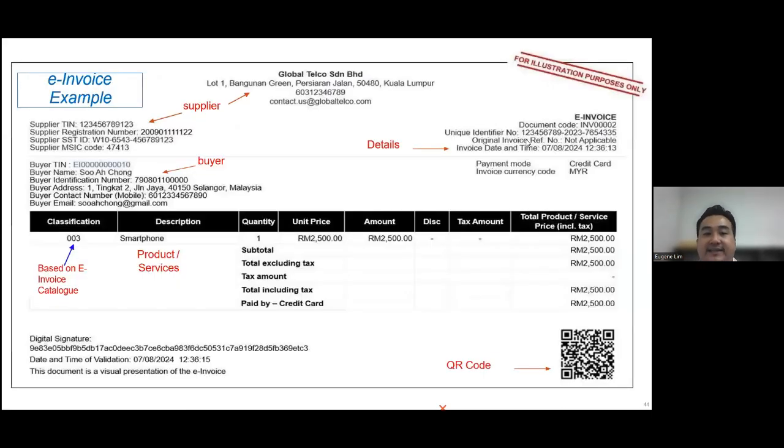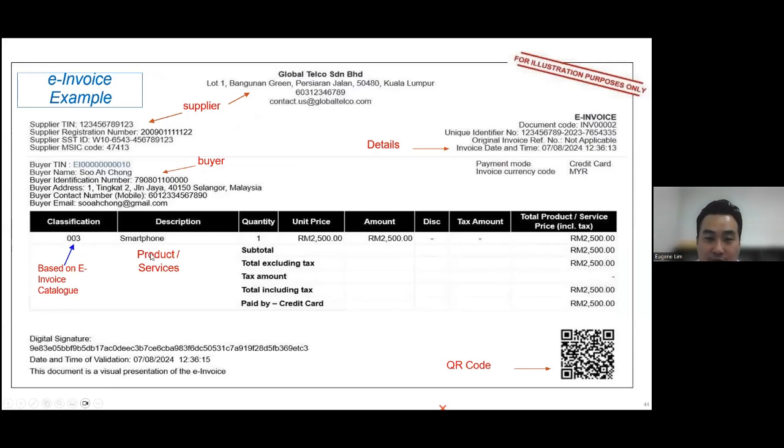Okay, over here, this is an example of the e-invoice. This e-invoice is from the global telco, for a person buying a smartphone from the telco. There's one category that is very important, which is classifications. For those of you doing the e-invoice, you need to take care. The classifications must be correct.